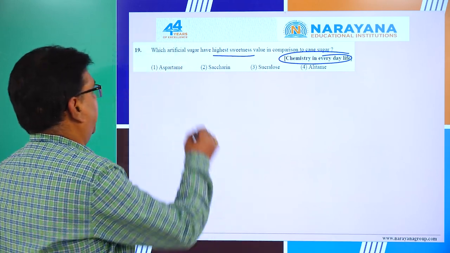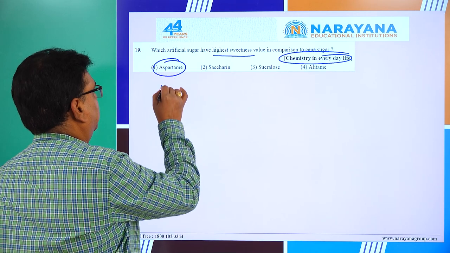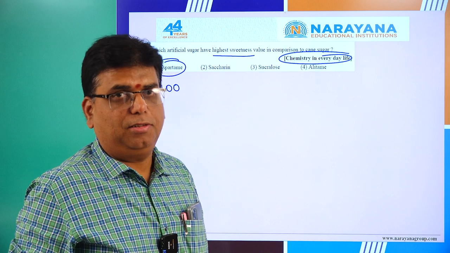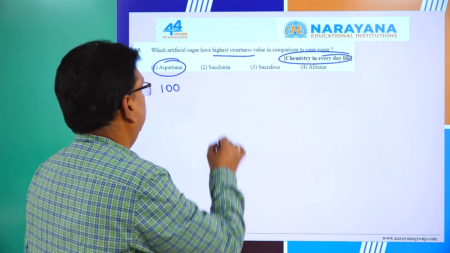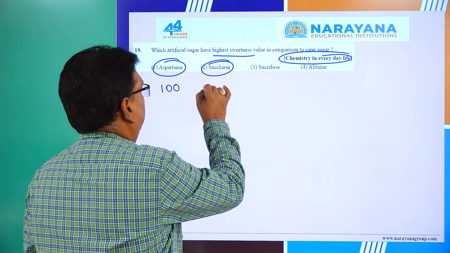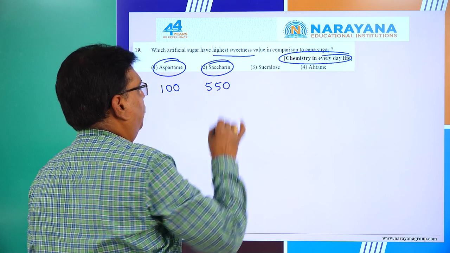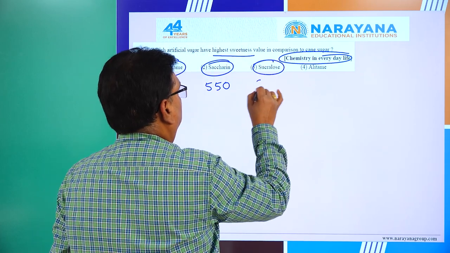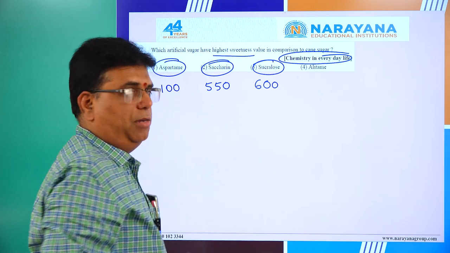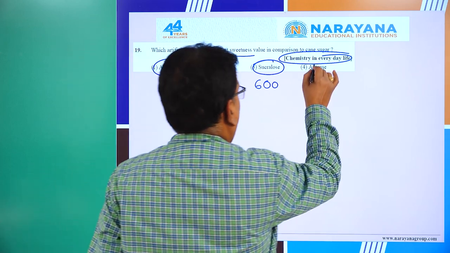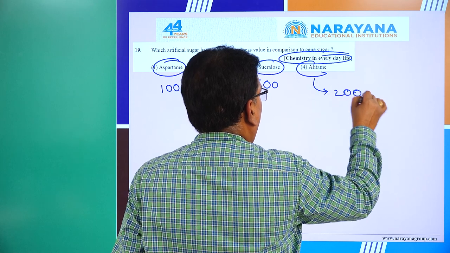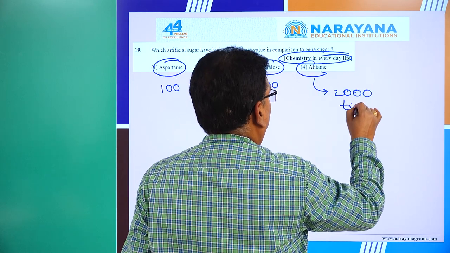If you take aspartame, this is 100 times sweeter than cane sugar. Saccharin, 550 times sweeter than cane sugar. Sucralose, 600 times sweeter. Alitame, 2000 times.